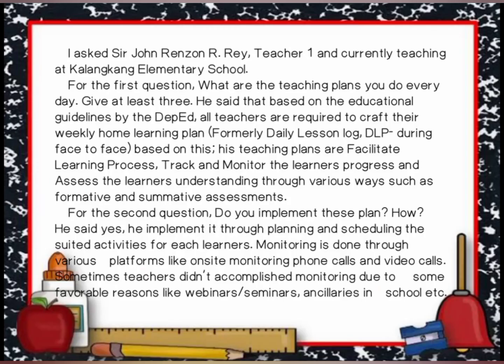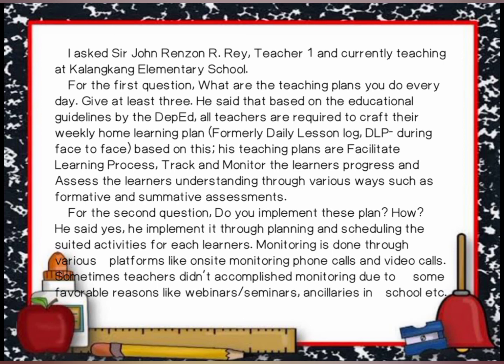Through Messenger, I asked Sir John Renson R.A., Teacher 1, currently teaching at Kalangkang Elementary School. The first question is, what are the teaching plans you do every day? Give at least 3. He said that, based on the educational guidelines by the DepEd, all teachers are required to craft their weekly home learning plan, formerly Daily Lesson Log or DLP during face-to-face. Based on this, his teaching plans are to facilitate learning, track and monitor the learner's progress, and assess the learner's understanding through various ways such as formative and summative assessments.